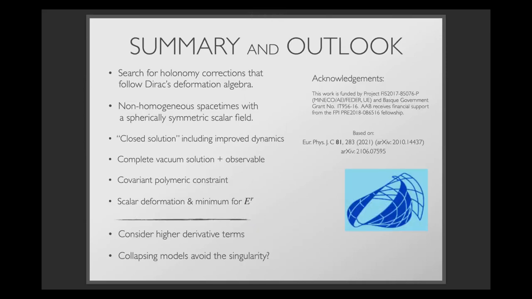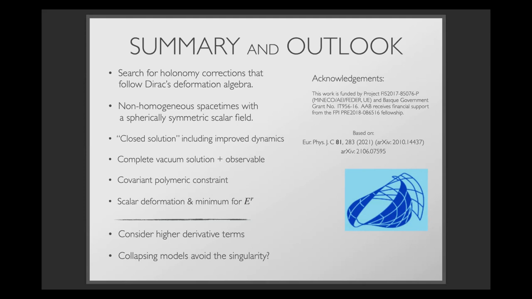Just to finish, let me summarize our work. So we have checked which corrections motivated by loop quantum gravity still satisfy Dirac's hypersurface deformation algebra in this non-homogeneous spherically symmetric spacetime. This represents a first step to describe covariant effective collapsing scenarios with holonomy corrections. We have obtained the most general Hamiltonian plus some consistency equations, and the vacuum limit has been completely solved.